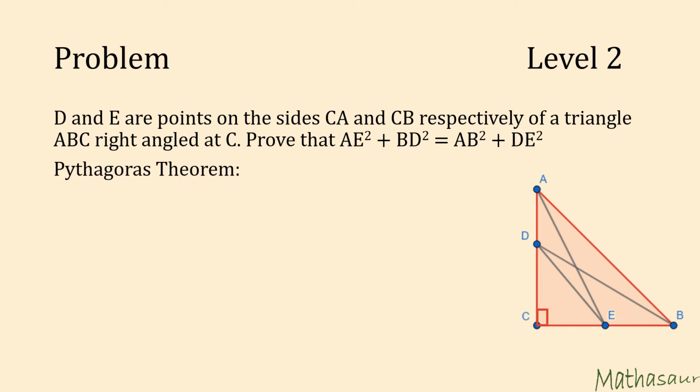Now let us apply Pythagoras theorem to the right triangles containing these sides. So let us look at triangle ACB first. We see that AC square plus BC square is equal to AB square.